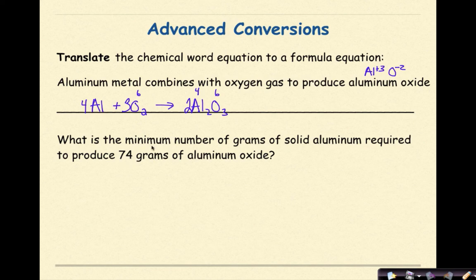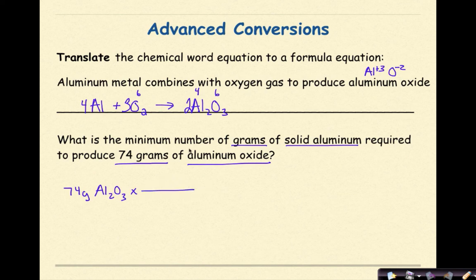So what is the minimum number of grams of solid aluminum required to produce 74 grams of aluminum oxide? This is a multiple step conversion, and I would highly suggest doing this in pencil if you're working on paper, and take your time. So we're going to start with 74 grams of aluminum oxide, Al2O3. Now, AP Chem mantra, convert to moles.